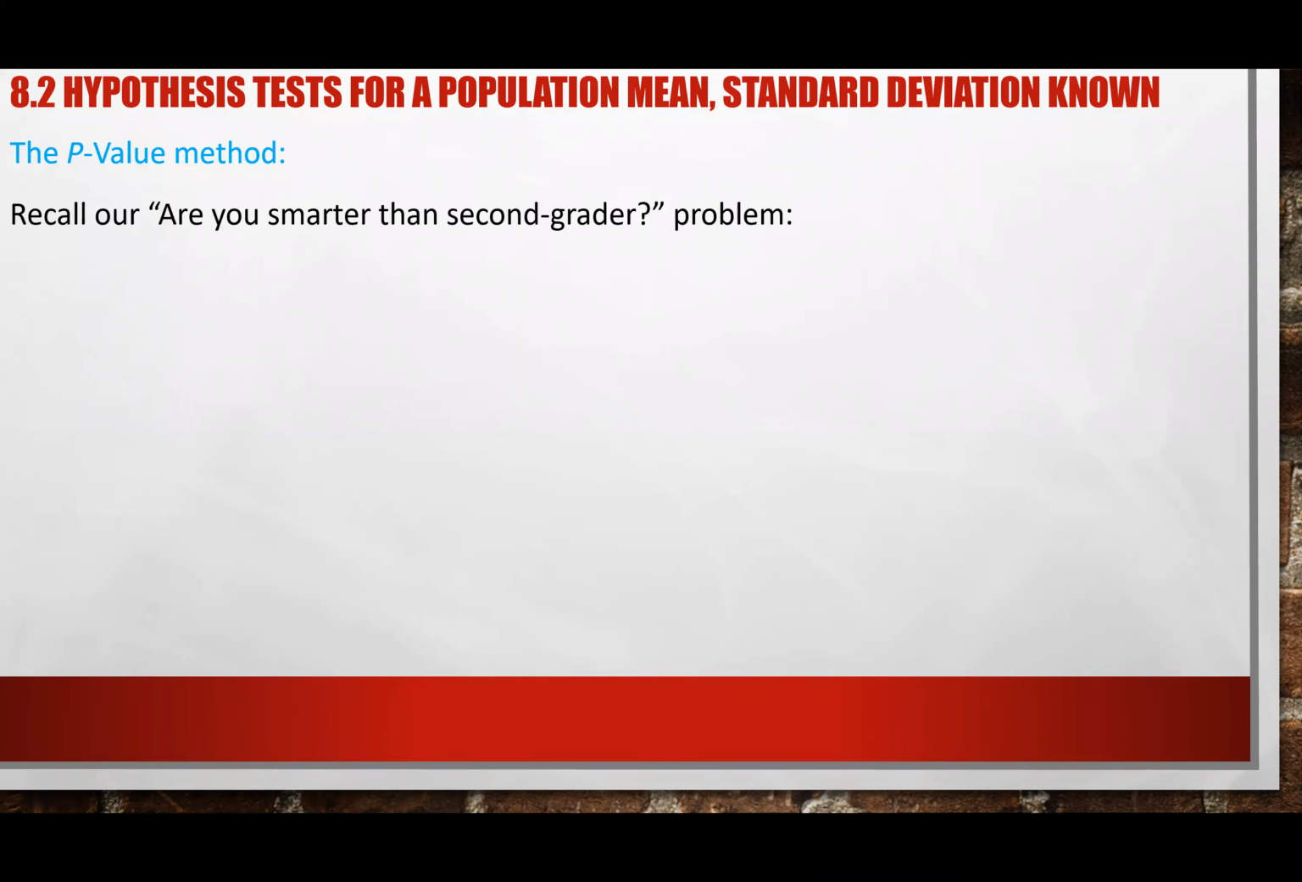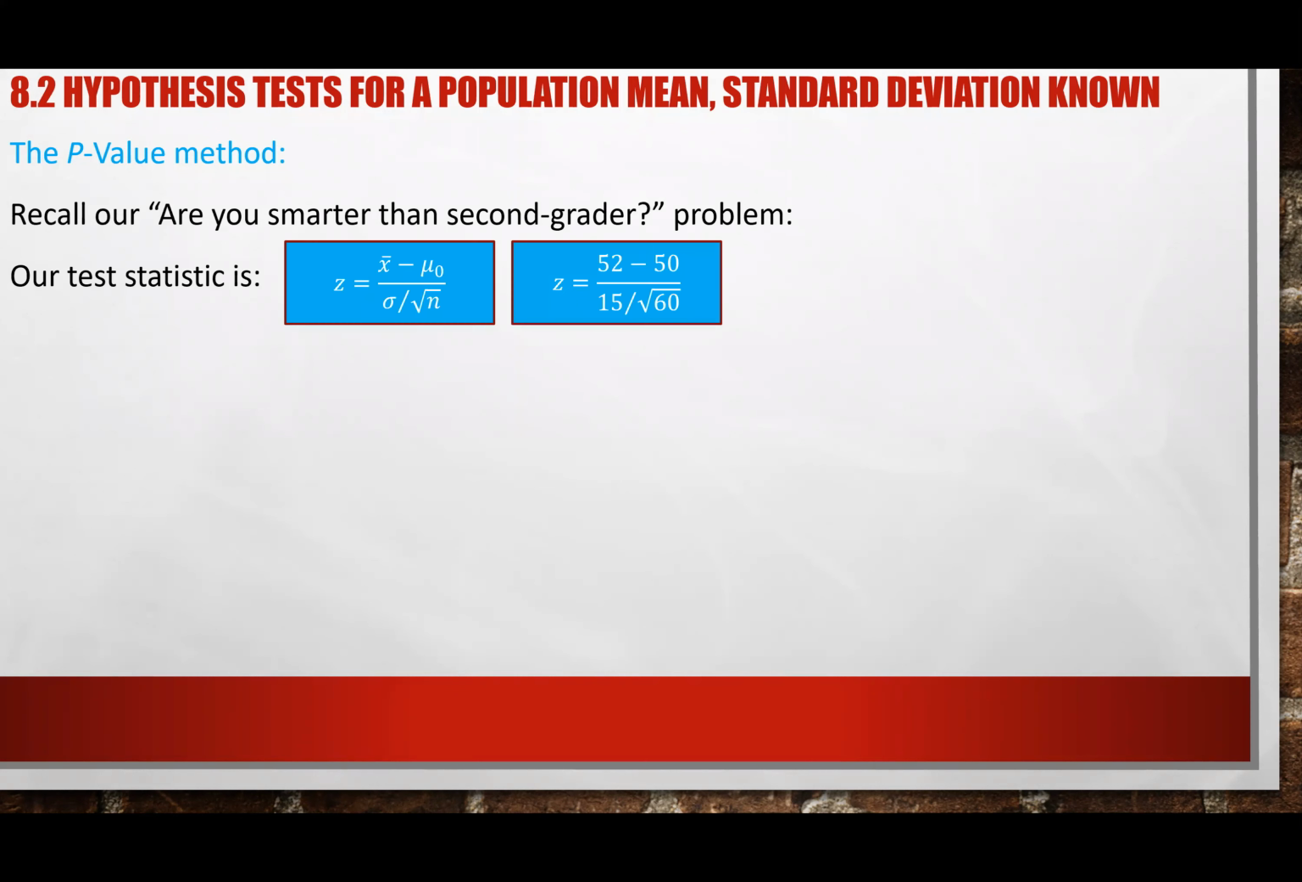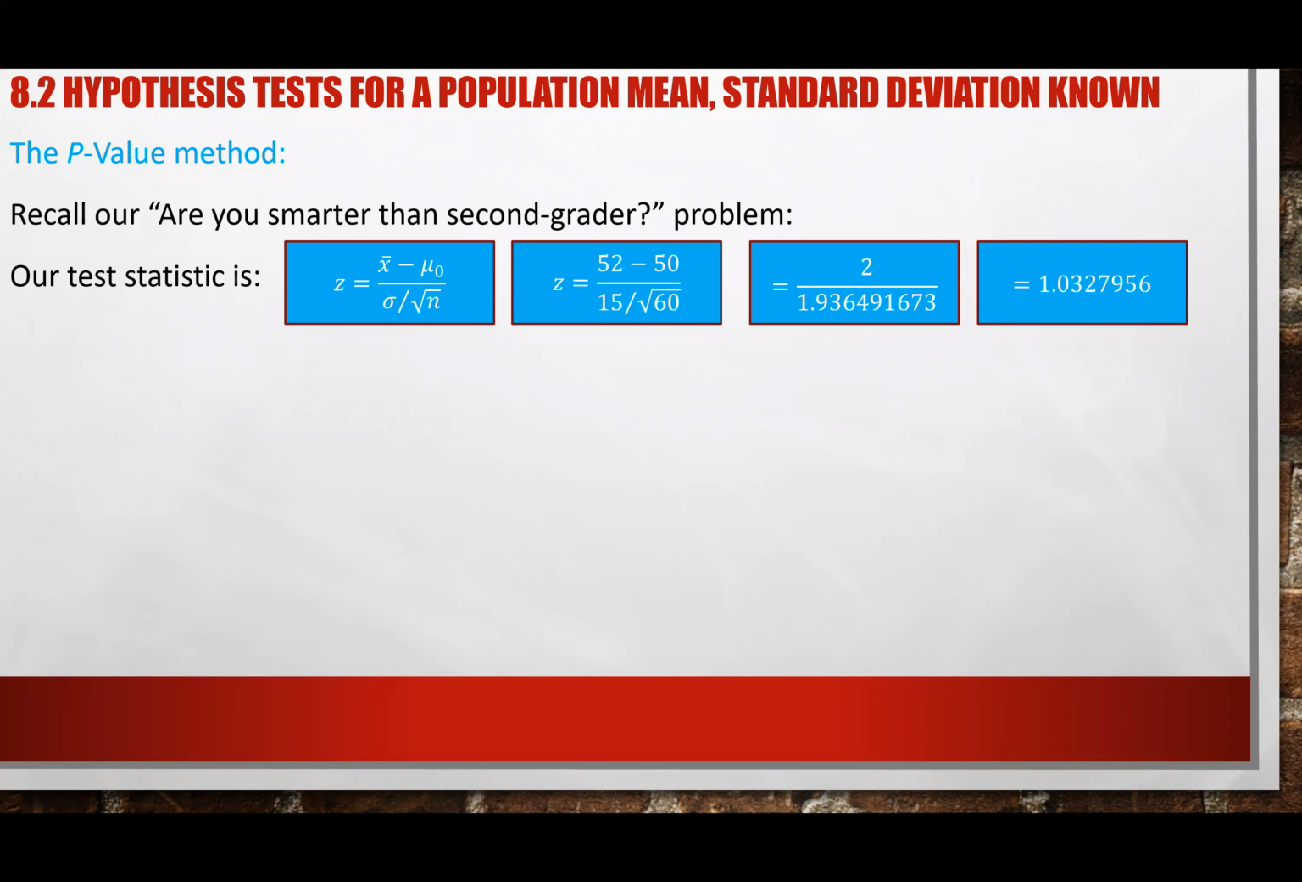So go back to our previous problem. To find the p-value, the first thing we need to do is find our z, which is our test statistic. It's the same test statistic we did in step 3 in our critical value method, and the same formula as in chapter 7.1. This is our z test statistic.